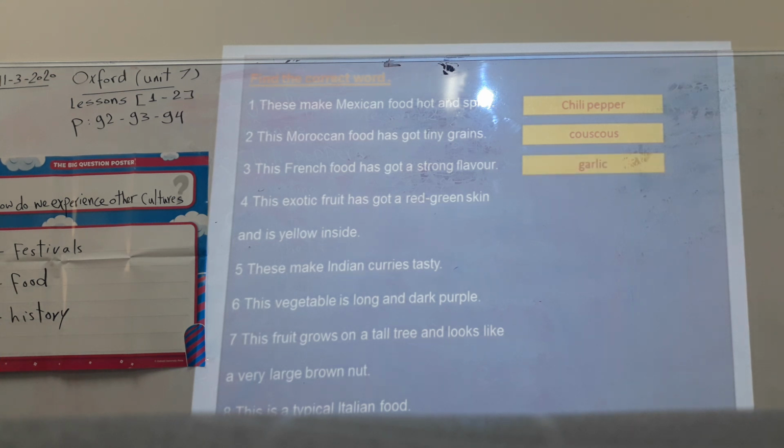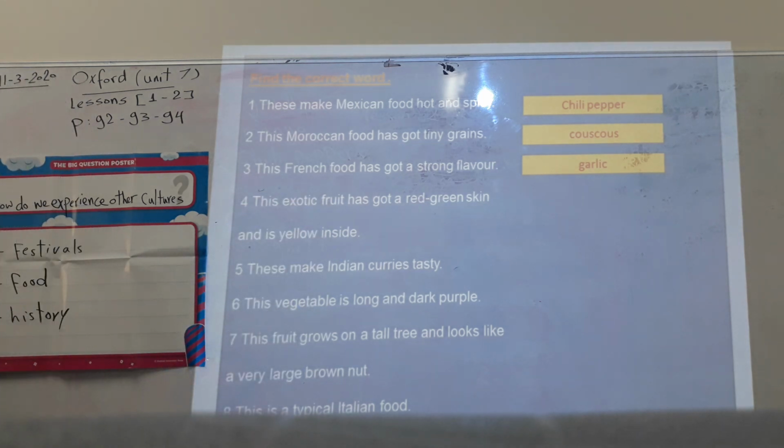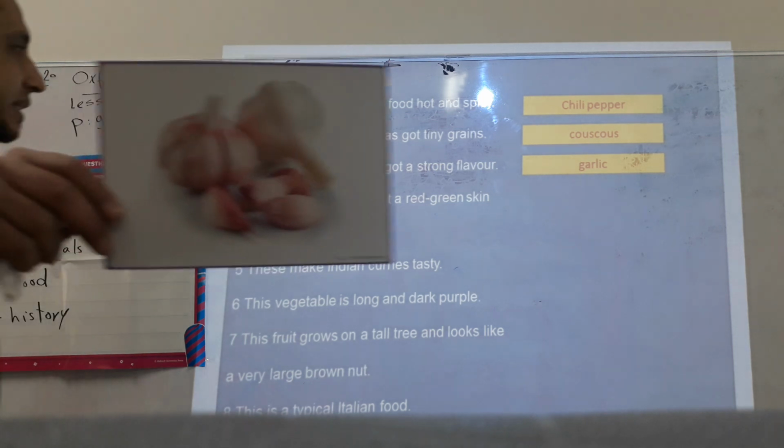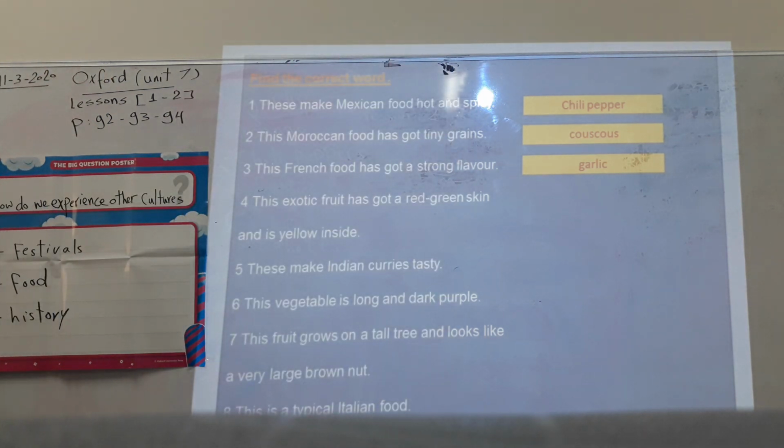Number three, this French food has got a strong flavor. You know it? Yes, of course, you know garlic. Okay, I'll show you the picture. Yes, this is garlic.